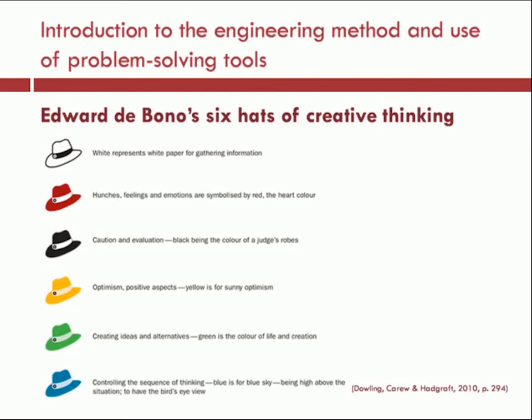Optimism, so yellow, sunny optimism, sunny disposition. So even if that's not our particular disposition or our particular modus operandi, again, we put ourselves in that situation and then generate ideas in accordance with the yellow hat. Green, colour of life, obviously generating ideas, and then finally blue for sky, representing high above the situation itself. So again, different hats that we use depending on what we're trying to achieve at each step of the process itself, and from a creative thinking standpoint.